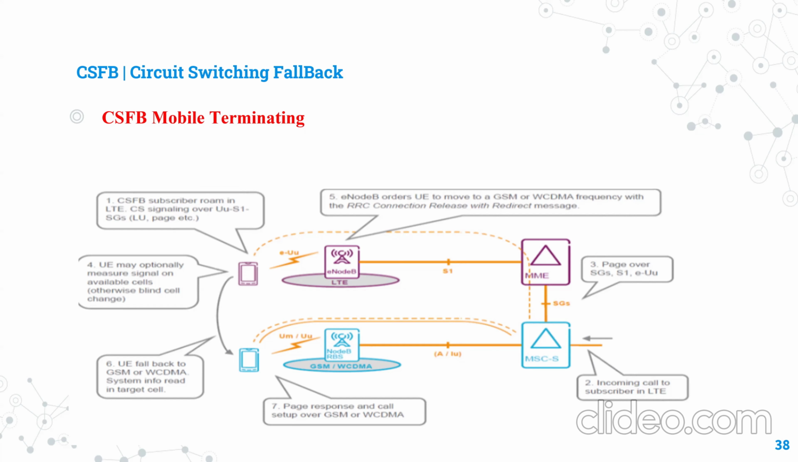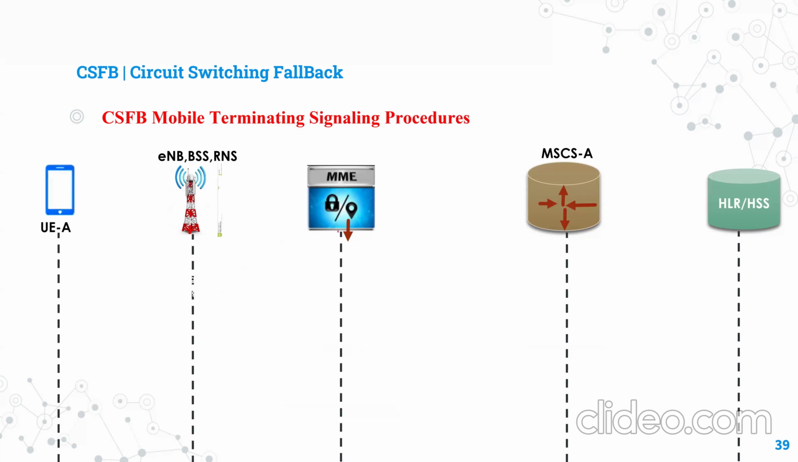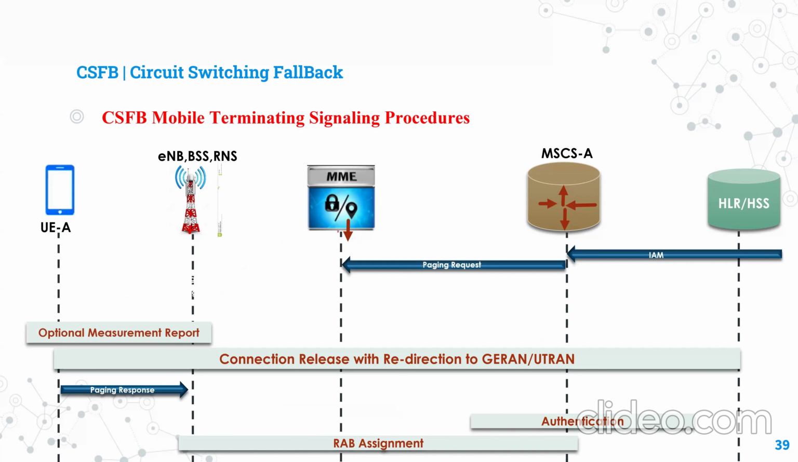Okay, now let's see the signaling procedures on a high level. After the MSC receives the IAM message, okay, the IAM message here means that there's a call coming to the subscriber, and MSC will detect that this person is roaming on 4G networks. The MSC will send the paging request to the MME, and this paging request gives an indication to MME that this person will receive a call, so CS fallback indication happened.